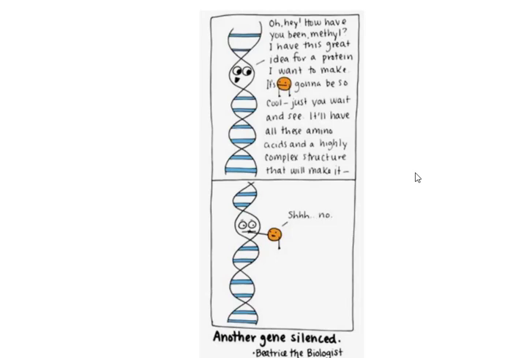One way you can turn a gene off is to put a methyl group on it. So here's a little cartoon that this lady made. So it says, hey, how you been, methyl? I have this great idea for a protein I want to make. It's going to be so cool. Just you wait and see. It'll have all these amino acids and a highly complex structure that will make it. And there's methyl, and it bonds to the DNA and shuts it off.